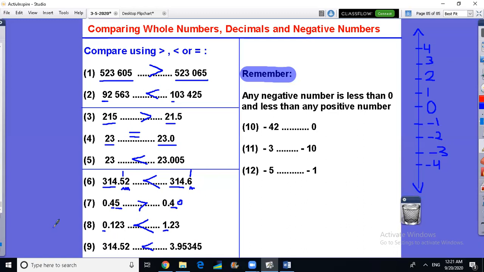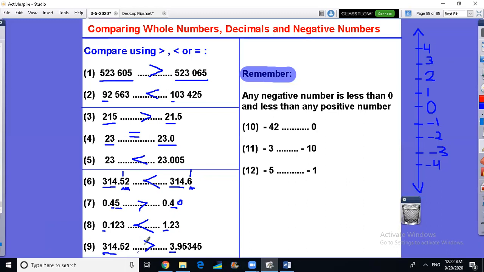Why is this wrong? Because you need to compare, as we agreed, the whole number first. Here I have 314. Here you have only 3. Which number is greater? This number is greater. Even if you have 9 digits or 100 digits after the decimal point, as long as the whole number here is greater, then this is definitely greater.